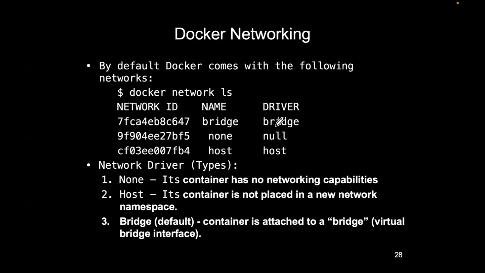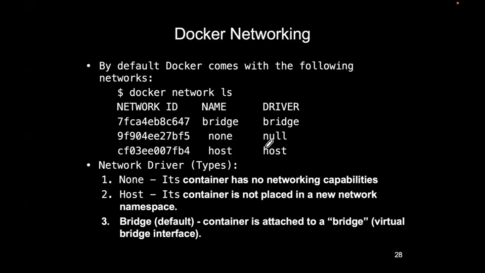Now, it's unfortunate that one of the default networks that's created is called bridge and its type is bridge. I would have preferred if the Docker people gave the default bridge network a different name, because when people are talking about the bridge network, are they talking about the default bridge network or another bridge network? Anyway, we'll have to live with it. So there are these 3 types of networks.